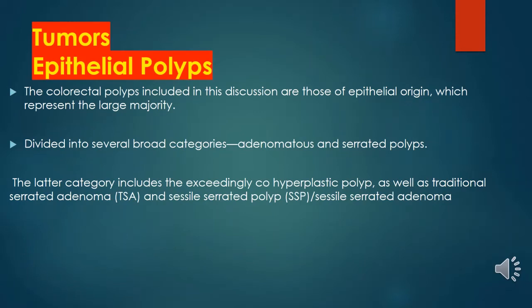In the large bowel, the colorectal polyps divide into several broad categories, like the adenomatous and the serrated polyps. The latter category includes the exceedingly common hyperplastic polyp, showing a serrated appearance, the traditional serrated adenoma, known as TSA, and the SSA or SSP, which is sessile serrated adenoma or sessile serrated polyp. You will see this under the heading of the hyperplastic polyps, which are exceedingly common in the large bowel.